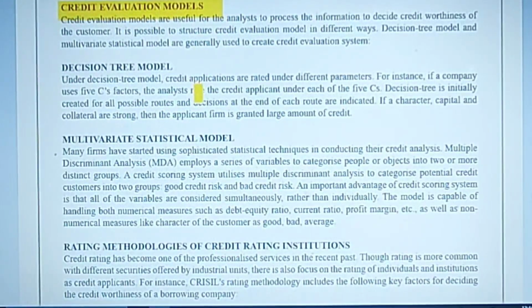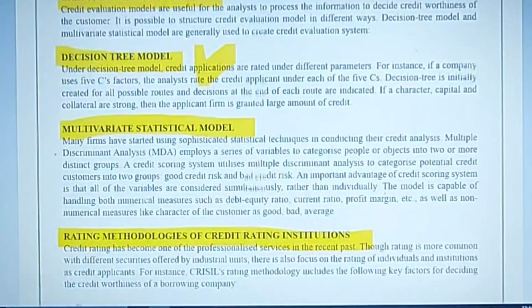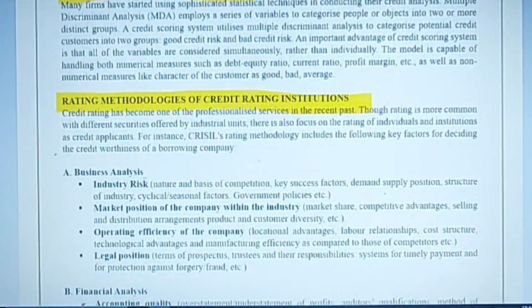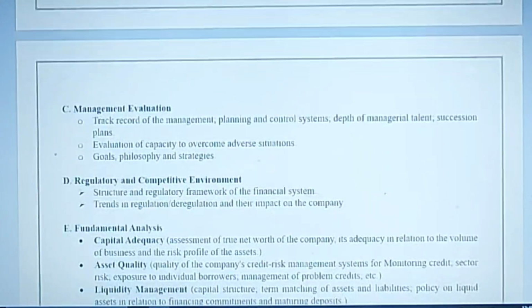Then we have credit evaluation models, how to evaluate the credit. So different models have been devised by the philosophers. The first one is the decision tree model. This one is very important. It's a part of economics also. And we have the multivariate statistical model, and one more model, that is rating methodologies of credit rating institutions. So these are basically three models that we use.